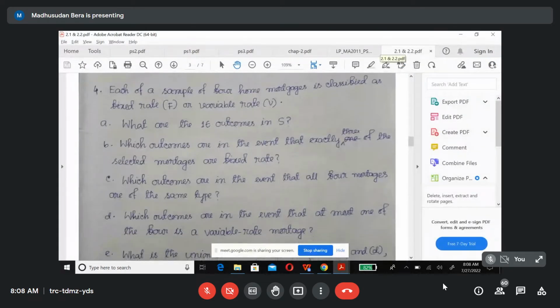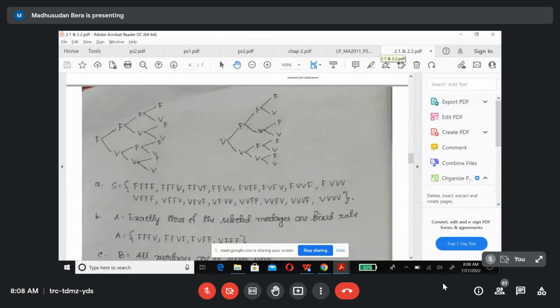how it is written. Suppose the first one is F. The second one has two choices, F or V. Again for this F, the third one has two choices, F or V. Here also F or V. For the fourth one, for this F or V, for this V, F or V, for this F or V, for this V, F or V. Similarly, if we start from V, then we will get the same. This is called a tree diagram.